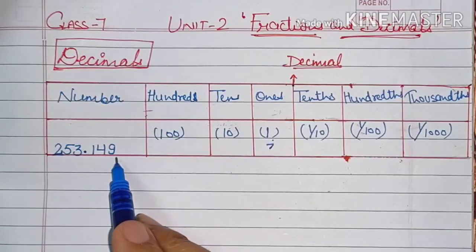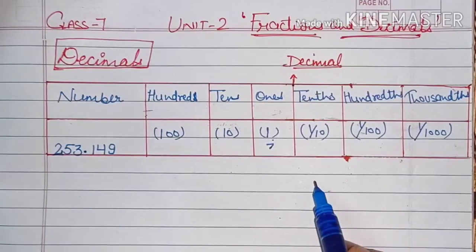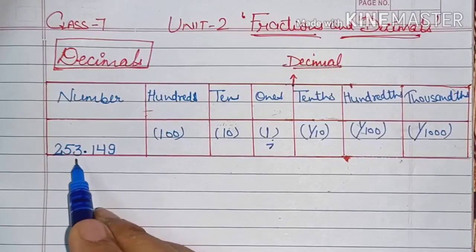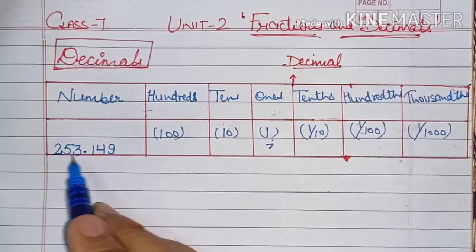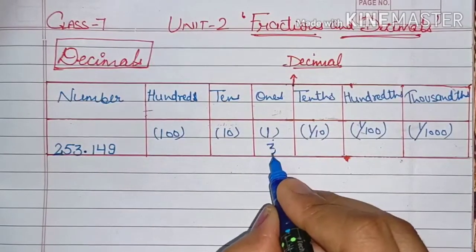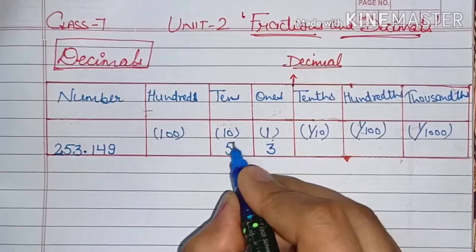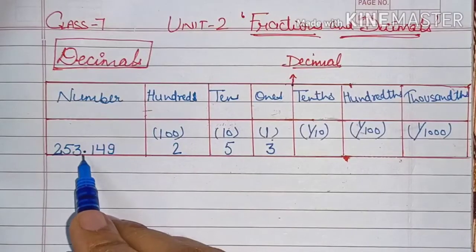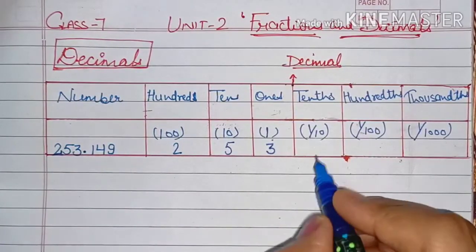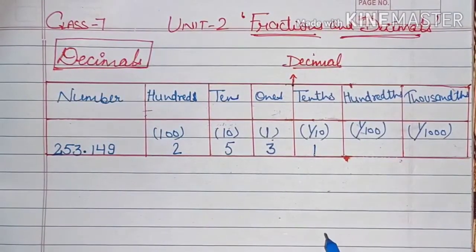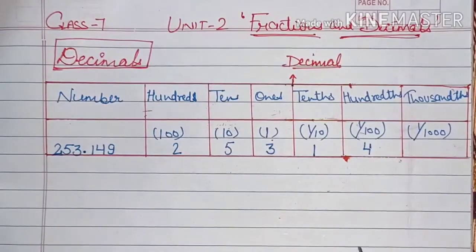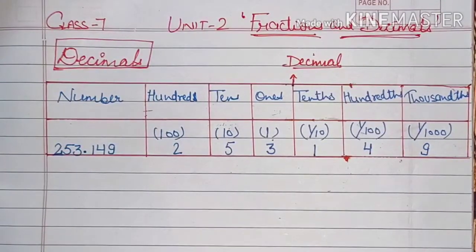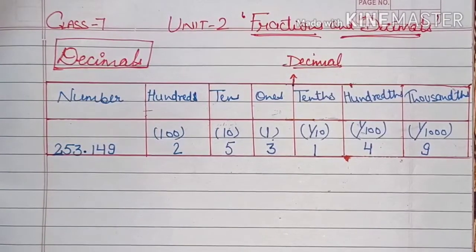Now if we want to represent this number in the place value table, we will see what is the number given before the decimal. So it is 253. So here 3 will be at ones place, 5 will be at tens place, and 2 will be at hundreds place. And after the decimal 149, we will write 1 at the tenth place, 4 at the hundredth place, and 9 at the thousandth place. So this is the place value table of decimal numbers.